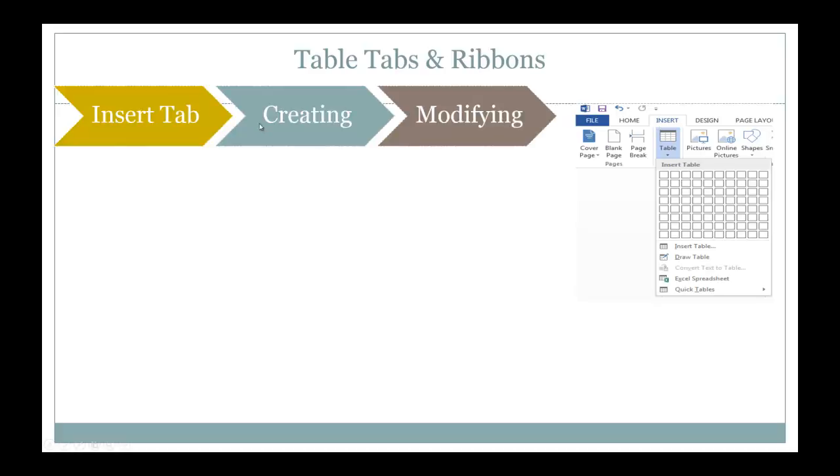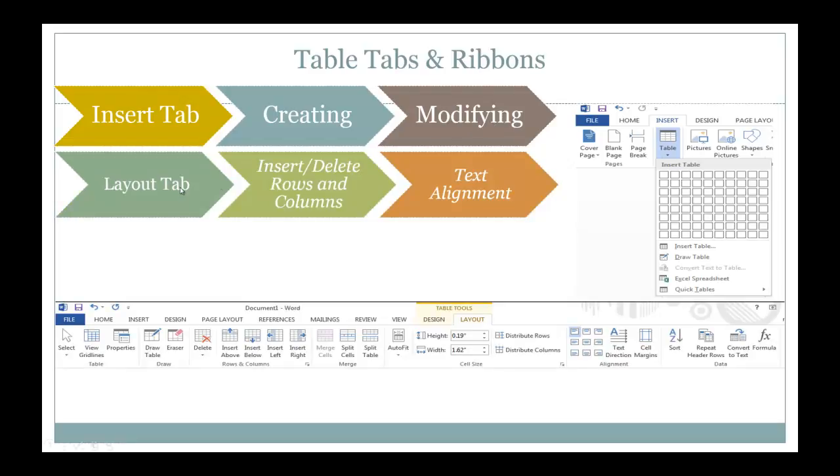Now for my PC users, you're probably using some version of Microsoft Office, probably 2007 or higher, and you have what's called a tab and a ribbon. Up here you have the Insert tab, which gives you the capability of creating and modifying your table. Once you've inserted a table, you automatically get a contextual tab called the Layout tab. That tab lets you insert or delete rows and columns, split or merge cells, and change your text alignment, whether aligned to the top or the bottom, or even the text direction.